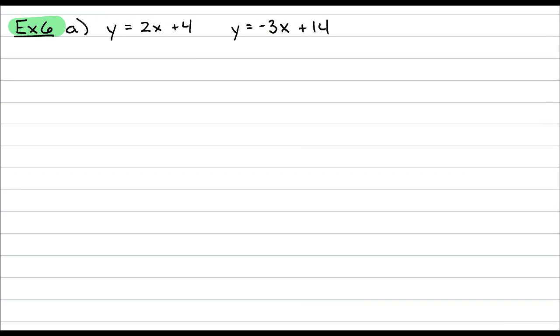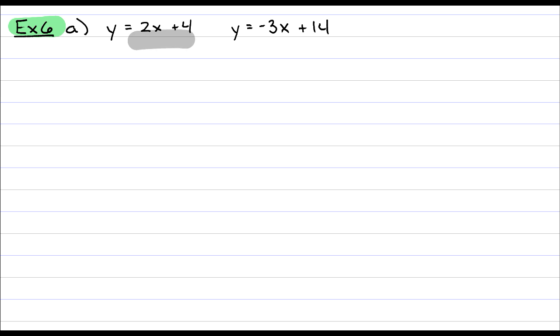In example 6, we want to find the intersection of the two given lines. Or to put that another way, we want to find the point that lies on both of the two lines. So probably the easiest way to do this is to set the y-coordinates of the equations equal to each other.